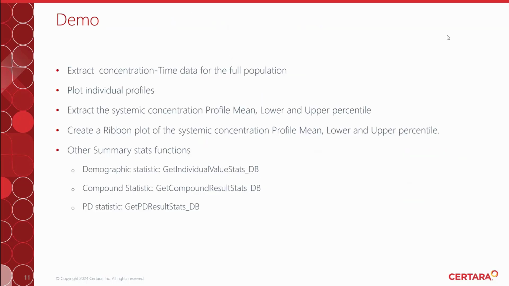Now we're going to dive into our demo. For this demonstration, I'm going to show how to extract concentration time data for the full population. And then I will show how to plot individual profiles and then extract the systemic concentration profile of the mean, lower, and upper percentile. After this, I will show how to create a ribbon plot of the systemic concentration profile. And then I will show other summary statistical functions that are available within the Simcyp-R package that you can use.